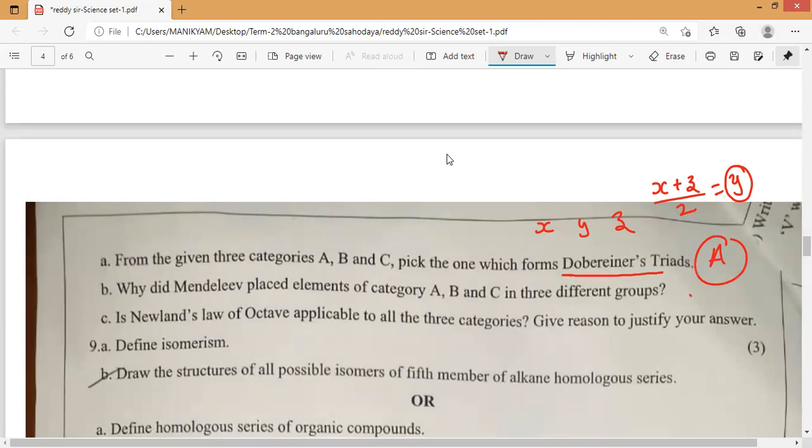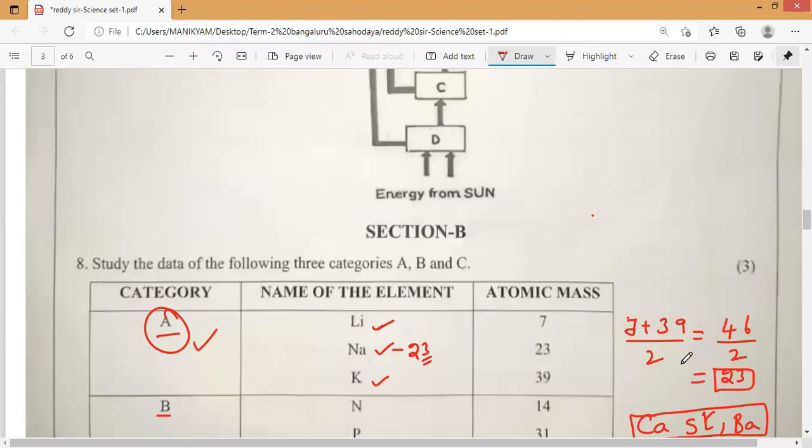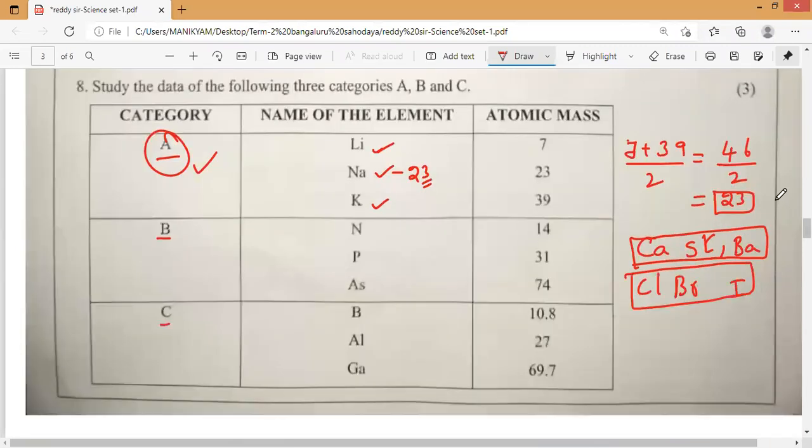For this, if you write A, then how many marks would you get? You write: Dobereiner's triads are for the category of elements A, that is lithium, sodium, and potassium. And you have to prove that down: 7 plus 39 divided by 2, which equals 46 by 2, 46 divided by 2, which equals 23.